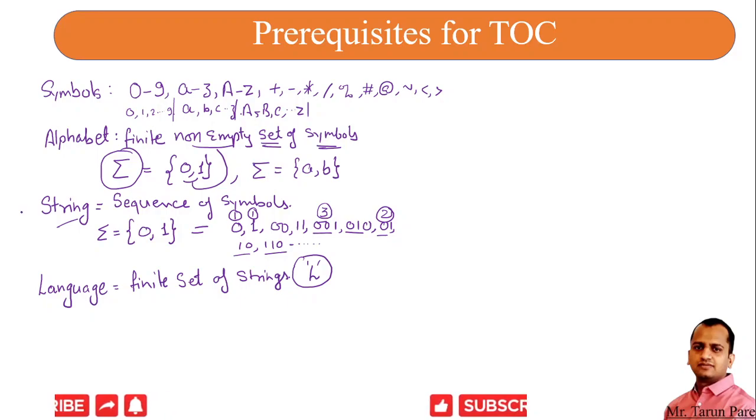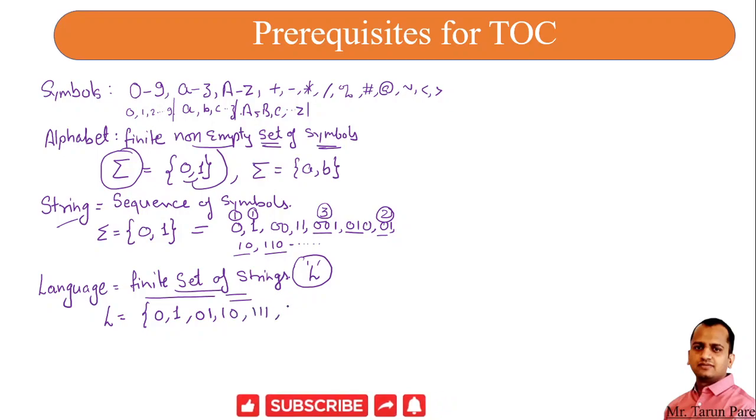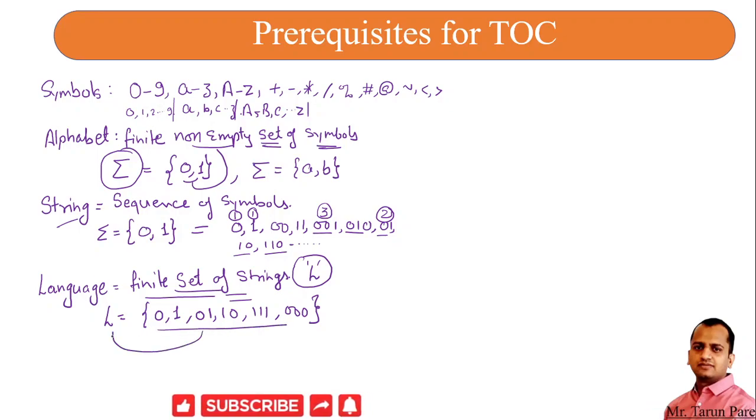What is a language then? A language is a finite set of strings. Let's consider an example. Suppose L = {0, 1, 01, 10, 11, 000}. This is a set of strings, which will be considered as a language.